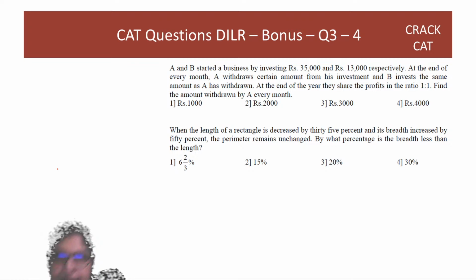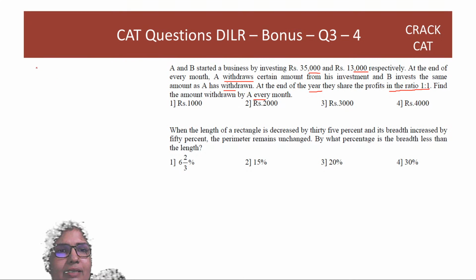A and B started in a business by investing rupees 35,000 and 13,000 respectively. At the end of every month, A withdraws and B invests the same amount as A has withdrawn. At the end of the year, they share the profits in the ratio 1:1. Find the amount withdrawn by A every month.